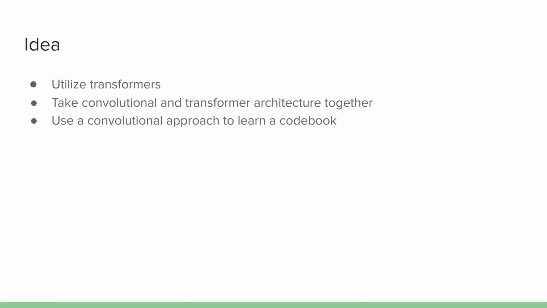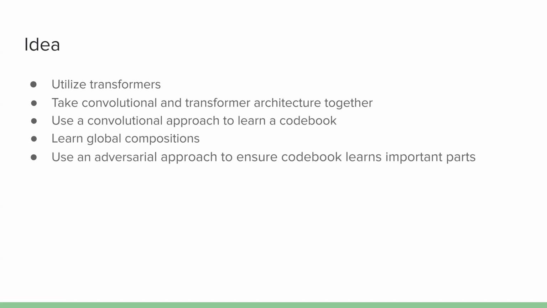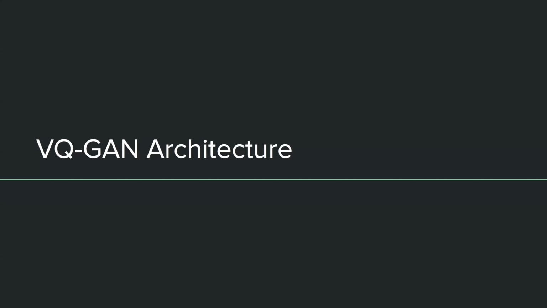So the idea is to utilize transformers for high resolution image synthesis, take convolutional and transformers together, and use a convolutional approach to learn a codebook, which we'll talk about later, and then learn the global compositions of these images, and then use an adversarial approach to ensure the codebook learns the most important parts of the images. And with that, I'm going to pass it off to Mehdi, who will talk about the architecture of VQ-GAN.